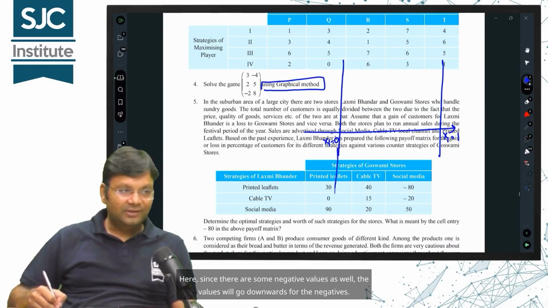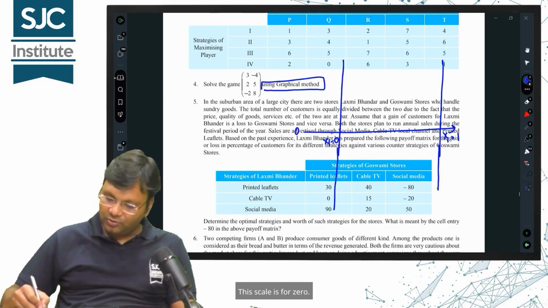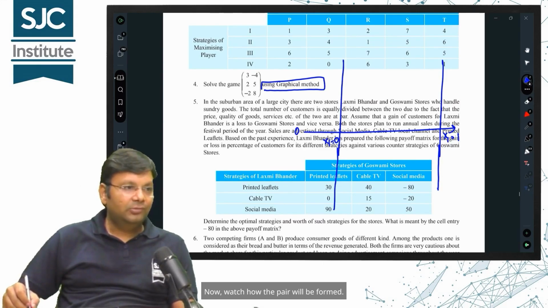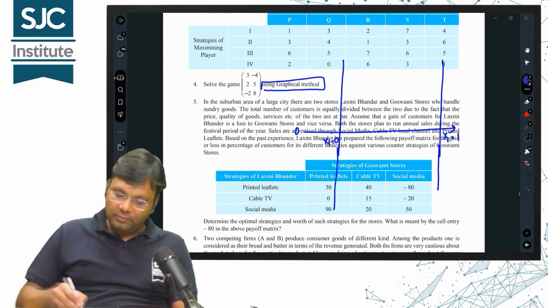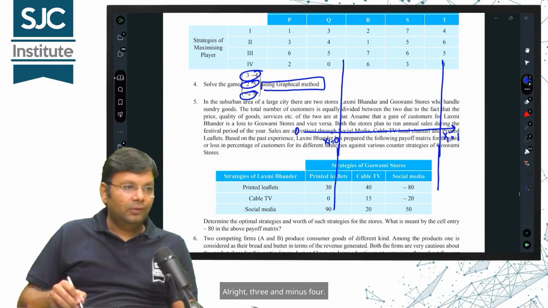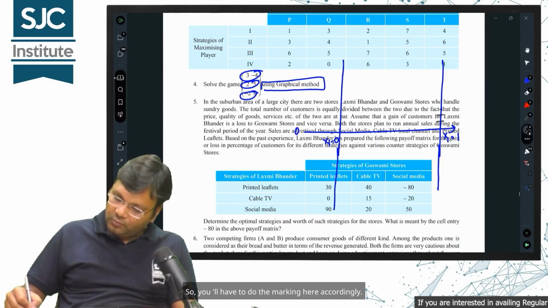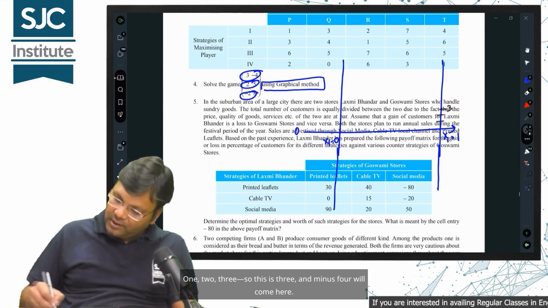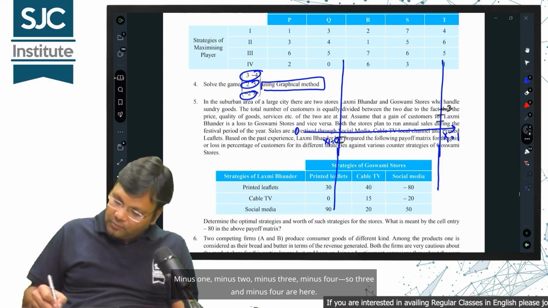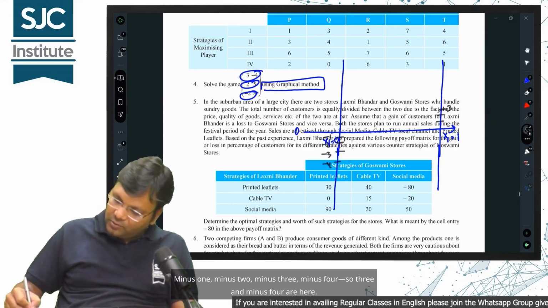Since there are some negative values as well, the values will go downwards for the negatives. This scale is for 0. Now, watch how the pair will be formed. The pairs are 3, minus 4; 2, 5; and minus 2, 8. Alright, 3 and minus 4. So you'll have to do the marking accordingly. 1, 2, 3, so this is 3, and minus 4 will come here. Minus 1, minus 2, minus 3, minus 4, so 3 and minus 4 are here.